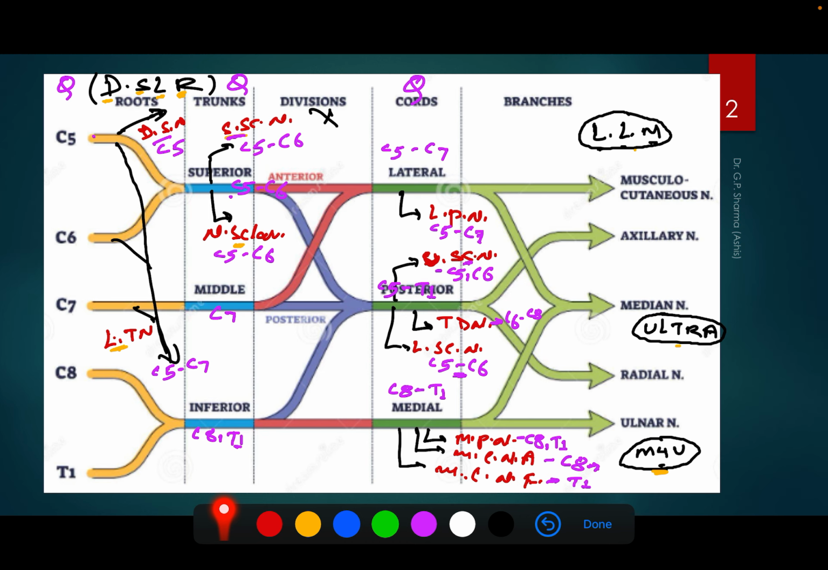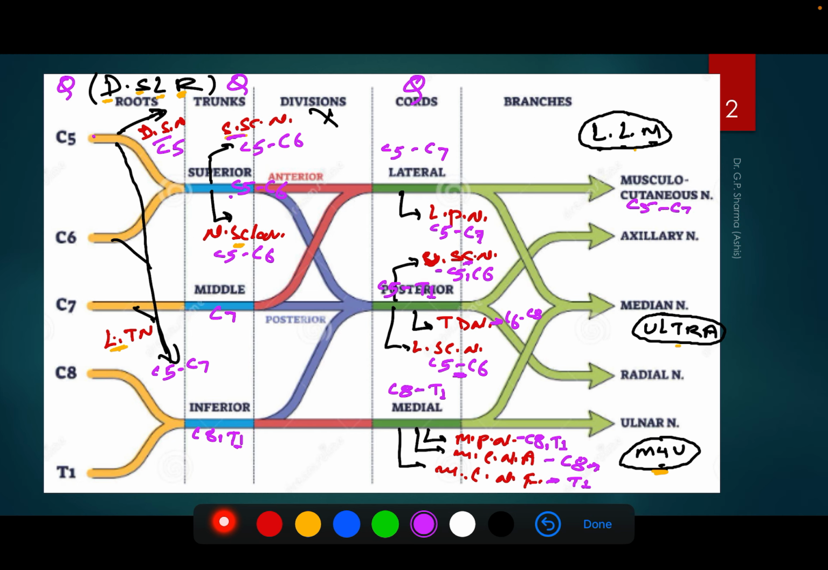Now let's go to the root values for the terminal branches, right? So let's see the terminal branches. That's my musculocutaneous nerve. This musculocutaneous nerve is following this one. If it is following this one, it contains first the root here, that is C5 to C7. So my root value for the musculocutaneous nerve should be C5 to C7, right? This is my musculocutaneous nerve, right?